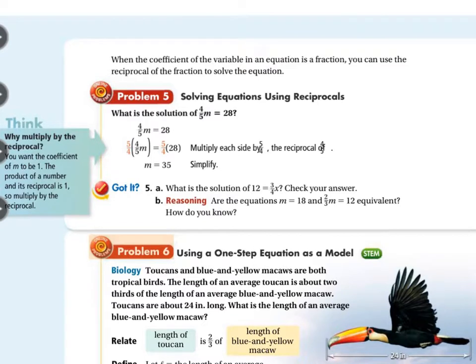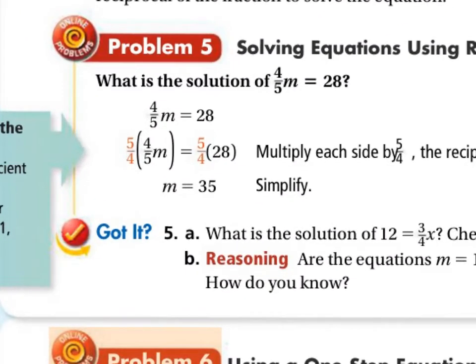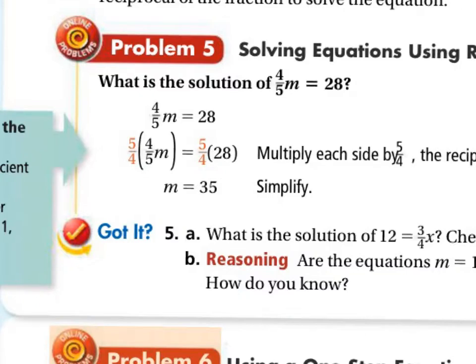If you look on the next page, it says when the coefficient of the variable in an equation is a fraction, you can use the reciprocal of the fraction to solve the equation. You have two options here. This is one option, okay? So what the book's doing on problem 5, our definition of reciprocals is two numbers whose product is 1. We always just did that with dividing fractions, right? So keep, change, reciprocal. That was the only thing. So we just flipped the fraction. That was the reciprocal. But the definition was two numbers whose product is 1.